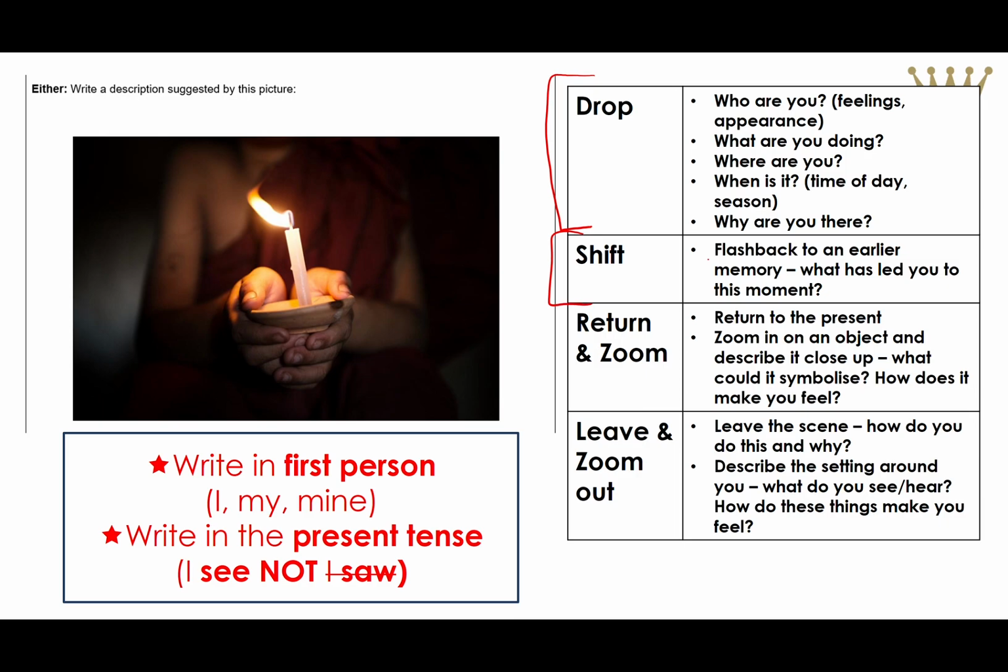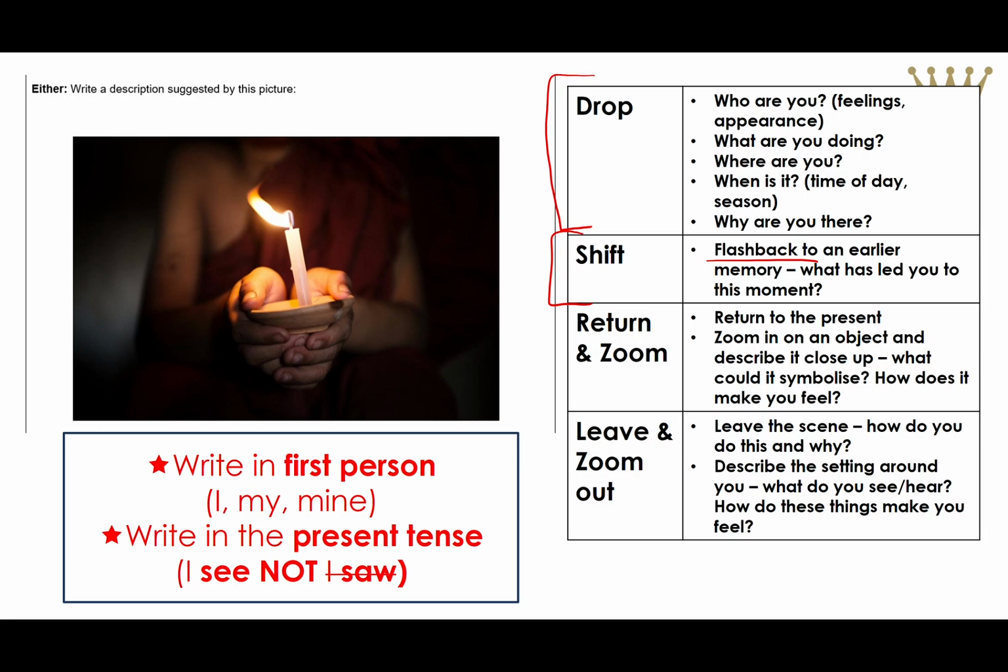Then we're going to shift. We're going to have a flashback to an earlier memory. It could be an hour before, it could be the day before, it could be a year before, it could be in your childhood, whatever fits with your image or with your story. Flashback to an early memory. What has led you to this moment? And we're going to look at an example of how that's working with this picture in a minute.